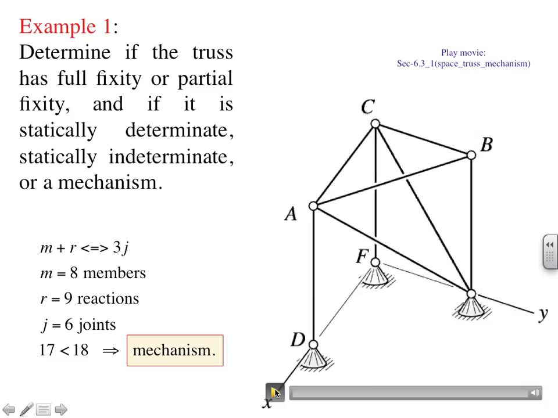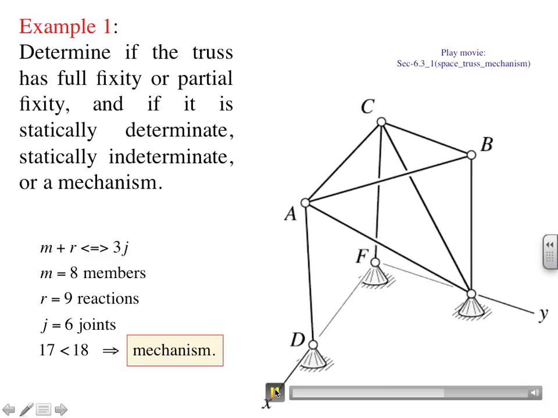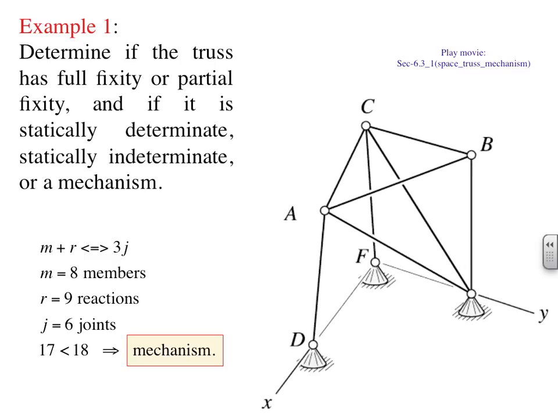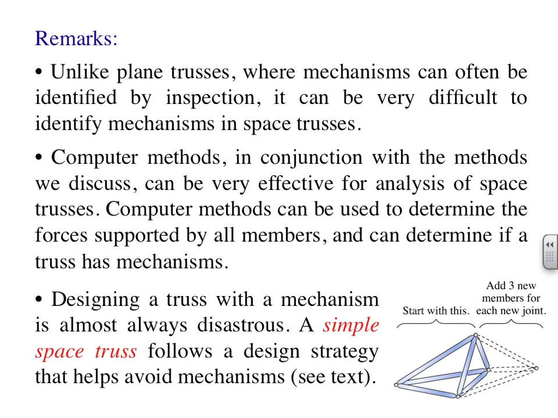Here we can actually see that mechanism in a movie. Notice the tetrahedral element is pivoting about member BE. Unlike plane trusses, where mechanisms can often be identified by inspection, it can be very difficult to identify mechanisms in space trusses. The remaining bullets speak for themselves, but perhaps we can restate the last bullet in a different way. Designing a space truss as an assembly of tetrahedral elements prevents the development of mechanisms inside the overall truss. You can see this sort of design in the lattice work of crane booms at construction sites.